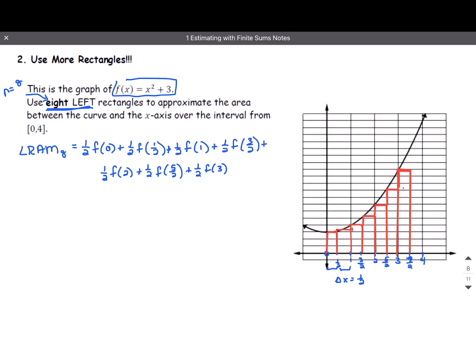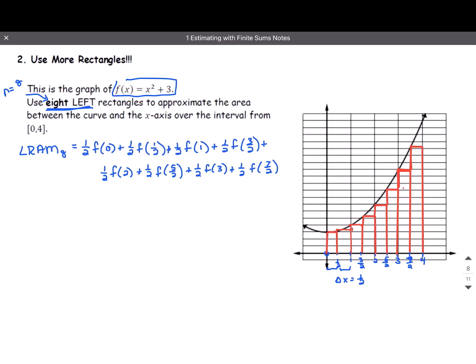Then from 7 halves to 4, that's also a change of 1 half, and 7 halves is on the left, so we're doing f of 7 halves. Now we have to draw that in, so from 7 halves straight up to the curve, over to the 4, and down. So you can see that, yes, there's still an underestimate, but it's much less of an underestimate, okay?